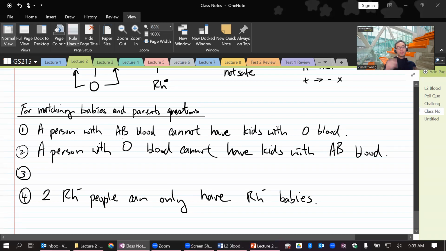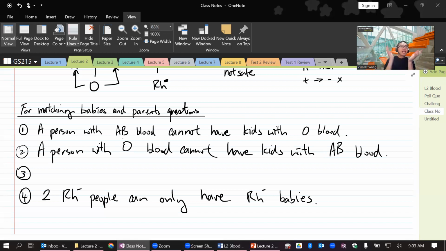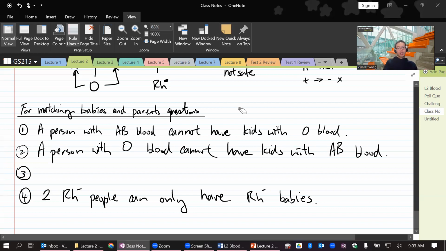Okay. Now I'm just going to say it out loud for you to think about. At first glance, the following statement sounds true, but actually is not true. Some people might think a person with type A blood cannot have a kid with type B blood. Let's think about that. If you have type A blood, then it's not possible for you to have a kid with type B blood, right? That actually is not true.